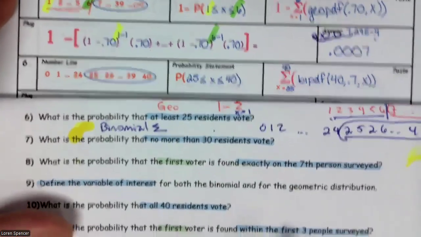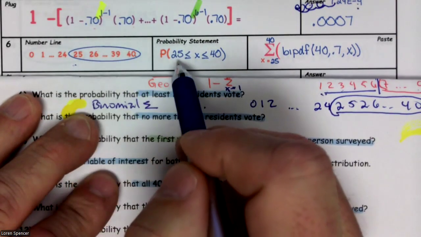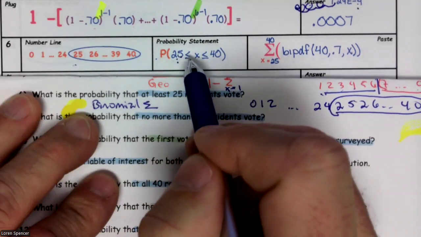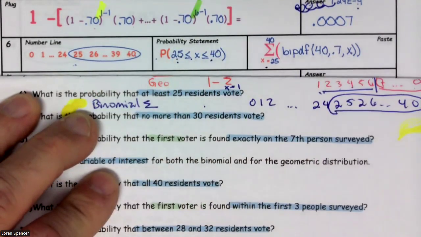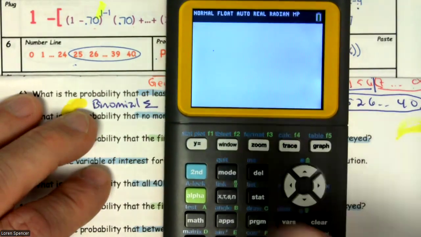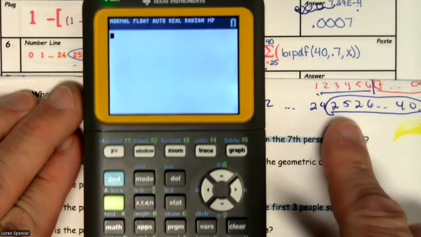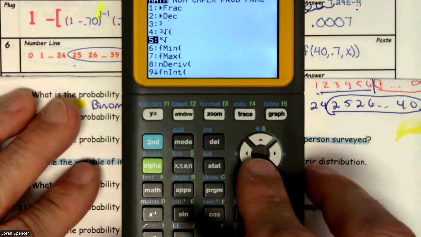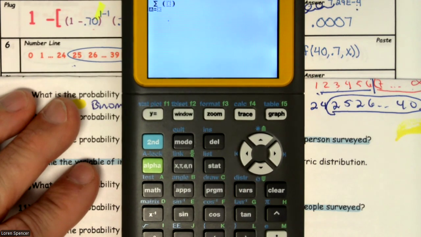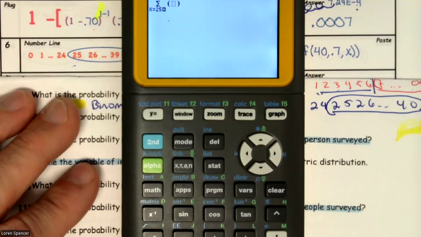So let's look at what we have. There's our number line, 25 to 40. That's what we're interested in. My lowest value is 25. So 25 is less than or equal to X is less than or equal to 40. And how do I plug this into the calculator? Because we want to get that answer. First off, multiple values, so I have to do a summation. So I'm going to press the math button, scroll down to 0. There's summation. And my lowest value in this case is 25. So X equals 25. My highest value circled is 40.